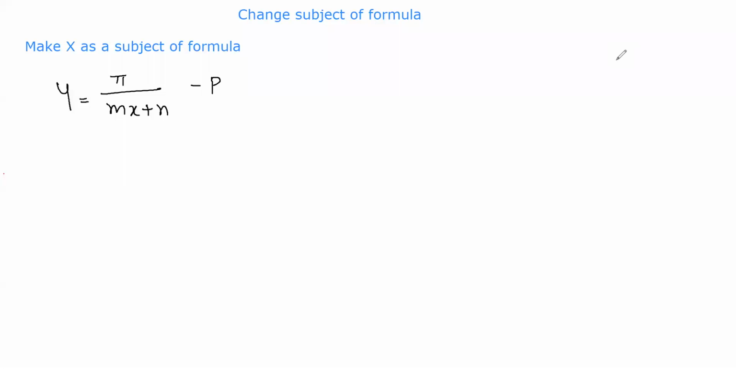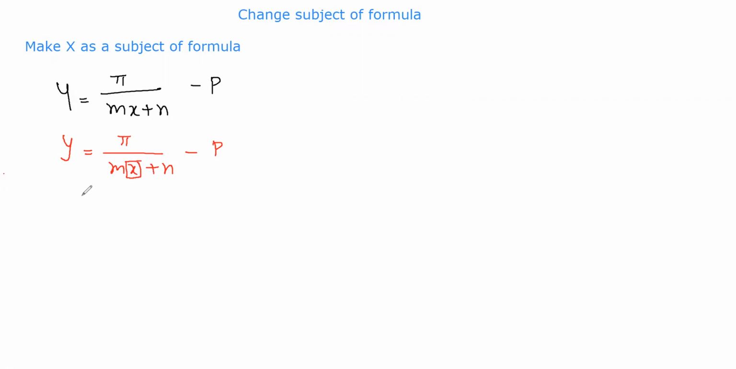Okay. Let's start the question. Make x the subject of the formula. y is equal to pi divided by mx plus n take away p. So we have to solve this question. We can write this question once more as y is equal to pi over mx plus n take away p here. So we have to make x the subject of the formula.